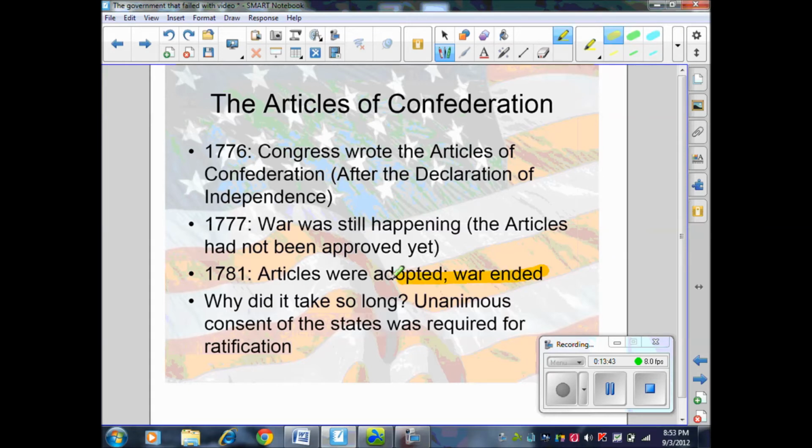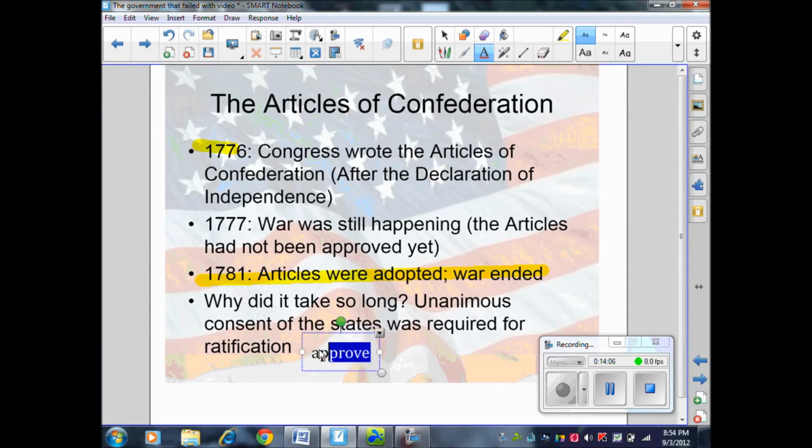So this is what you're seeing here. Just so we understand dates, and guys, dates are not a crucial part of understanding this, but just know this is kind of how long it took for this government to really come into place. The reason why it took so long is because the Articles of Confederation required every single state to ratify. The word ratify means to approve. In case we don't know what ratify means, right there, ratify, guys, means to approve. I'll just leave that up there so you can see it.